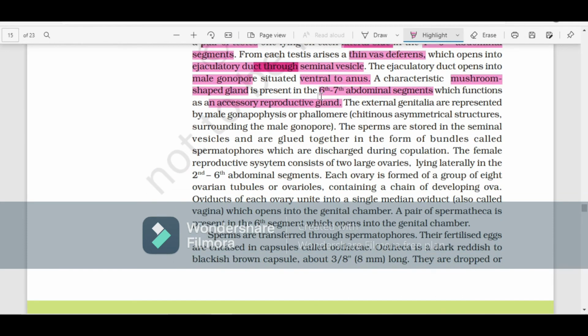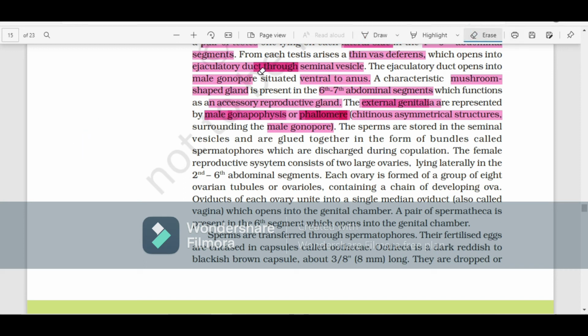The external genitalia are represented by male gonapophysis or phallomere. This gonapophysis word we have also heard, right? Male gonapophysis, which is also called phallomere, important. Phallomere is basically the external genitalia. They are chitinous asymmetrical structures surrounding the male gonopore. So if this is the male gonopore, there are these chitinous asymmetrical structures just surrounding it.